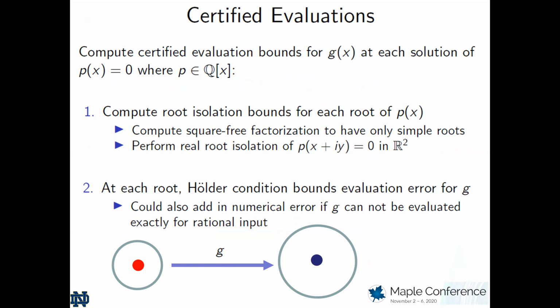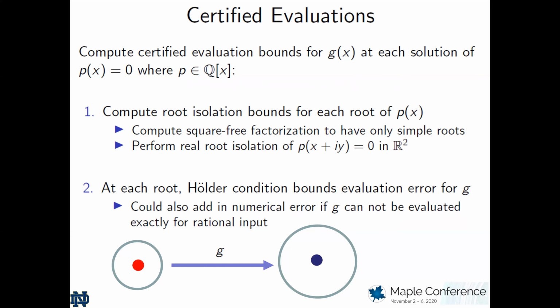So what we want to do is compute certified evaluations of this function g at roots of a polynomial p, and let's assume that the coefficients of p are rational numbers so that we have an exact equation that we're trying to solve, and then we want to take those roots and evaluate g at them. Of course, once p has degree 5 or higher, there's no general formula for the roots, so we're going to have to do this using approximations. So the first step is to compute some isolation bound. We want to approximate each root.